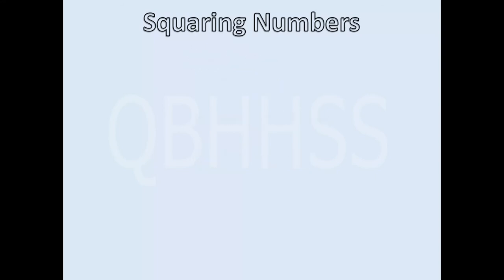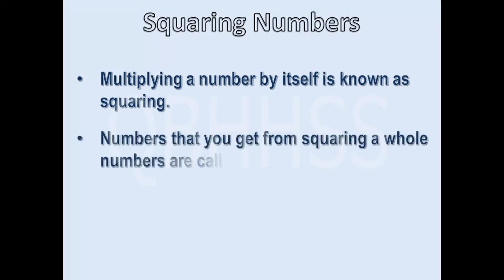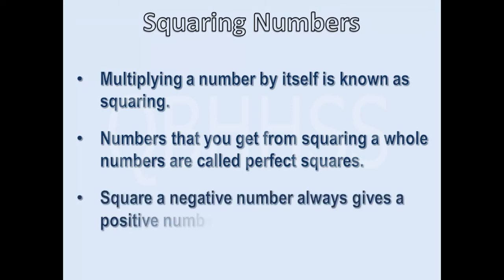So this is all about squaring numbers. Let's recap what we learned in this video. The first one was multiplying a number by itself is known as squaring. Numbers that you get from squaring whole numbers are called perfect squares. Squaring a negative number always gives you a positive number. So this is all about squaring numbers.